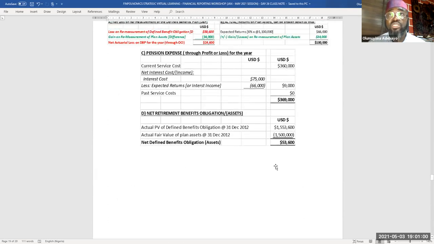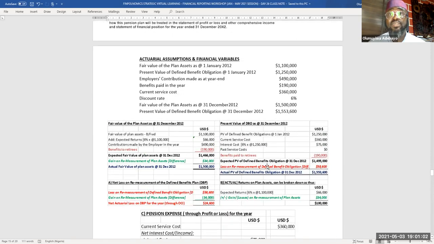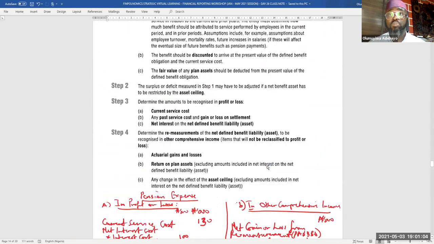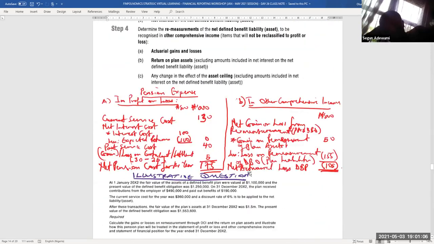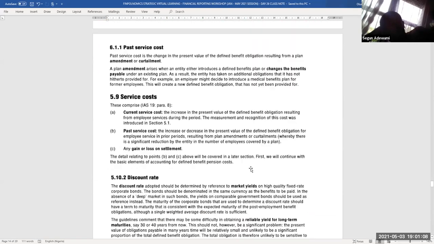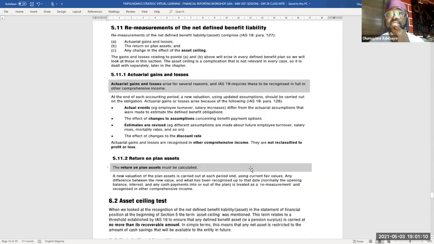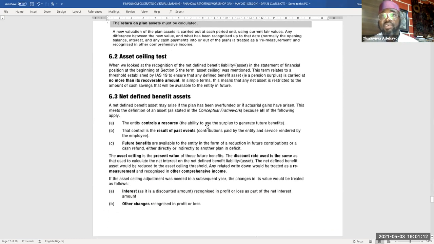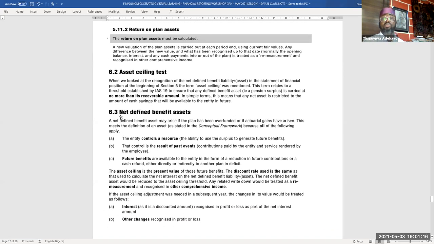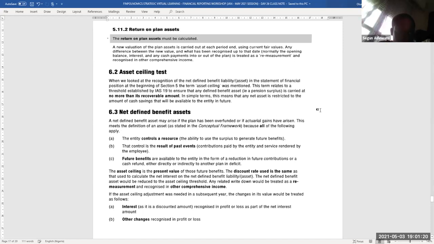If you remember, we discussed something on asset ceiling. I think you've passed it. Okay, this asset ceiling. Can somebody read it further again to emphasize what I've just discussed? Asset ceiling.